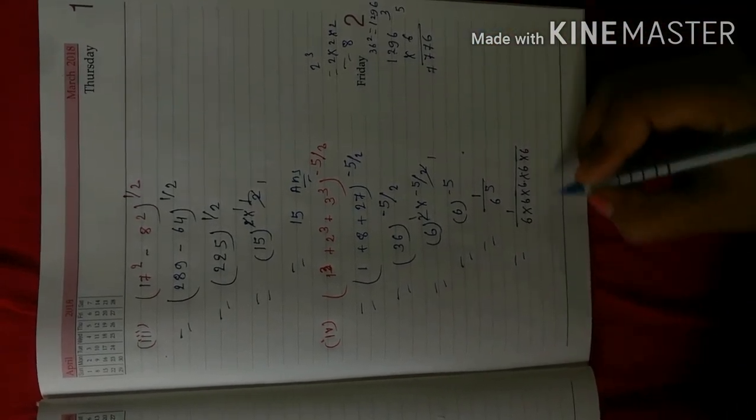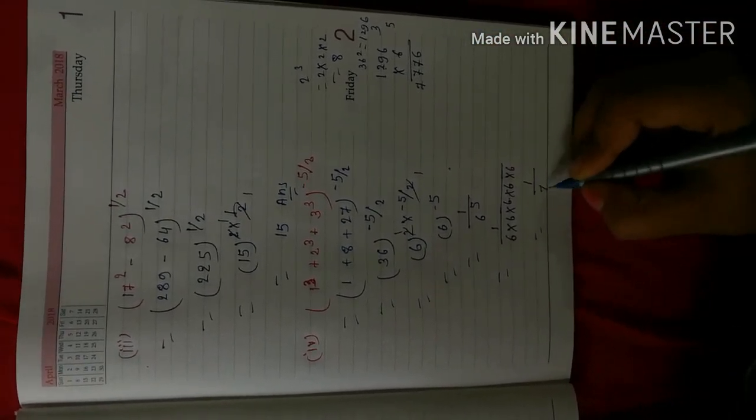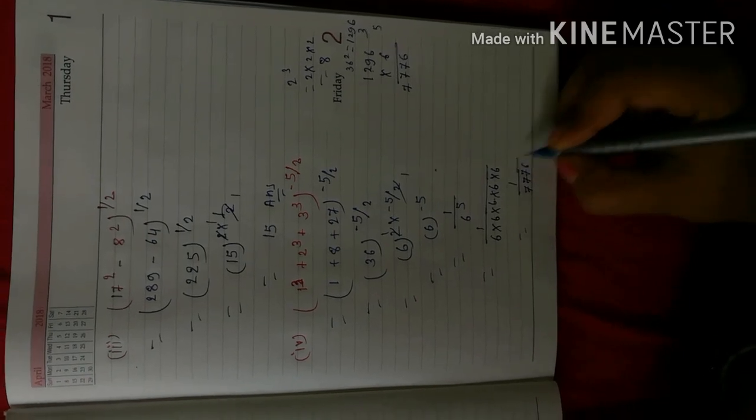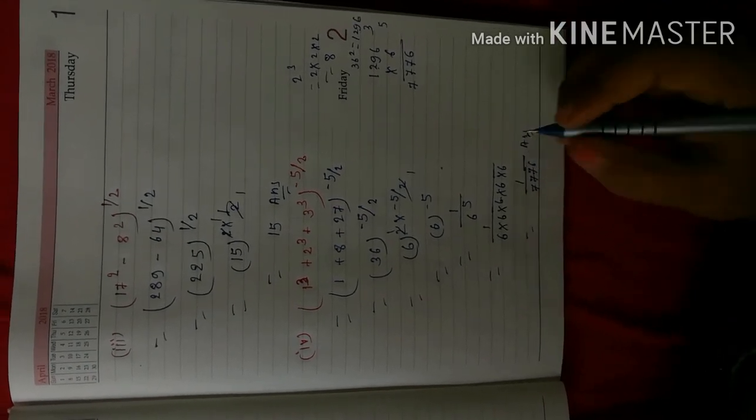So we will get the answer 1 upon 7776. In this way we have completed this question also.